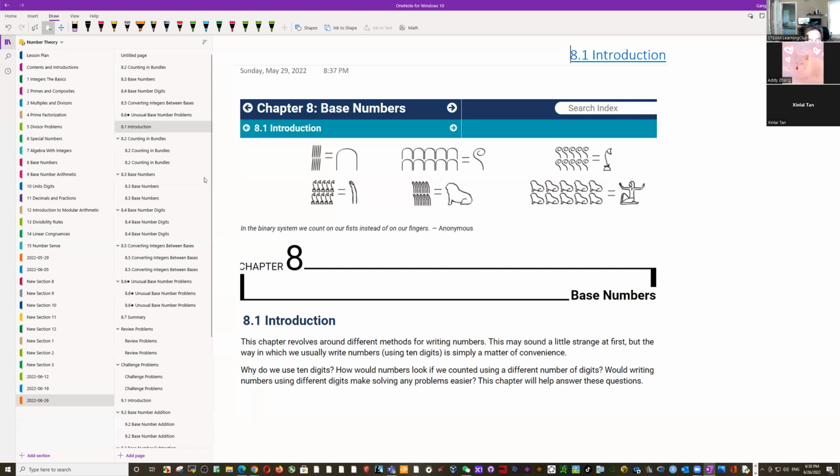So let's get started on what that is. Why do we use the decimal system? It's fairly simple. We happen to have 10 fingers, and the word digit just means finger. So we use 10 digits, 10 fingers, basically. And because we have 10 fingers, that's why we use the decimal system, where we round up at every 10.